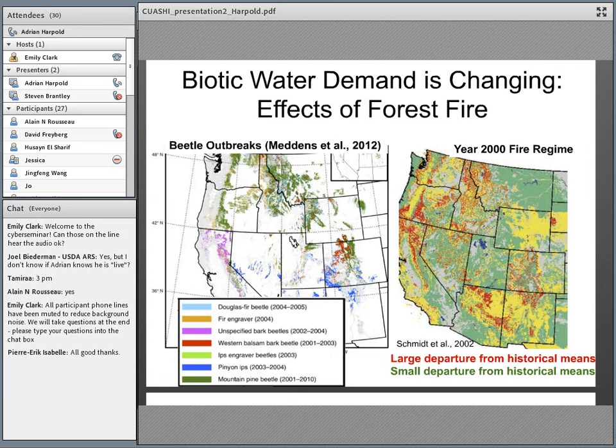So this is some work by Adrian showing beetle outbreaks across the western U.S. Obviously quite severe and spatially widespread. So we'll look at some of the effects of that in Colorado later in the talk. And then fire regimes are also changing. And so if you have a fire come through your site, especially a high severity fire, that can change the biophysical controls on the system with potential impacts for ET and vapor losses.